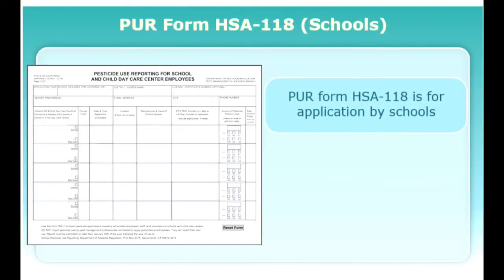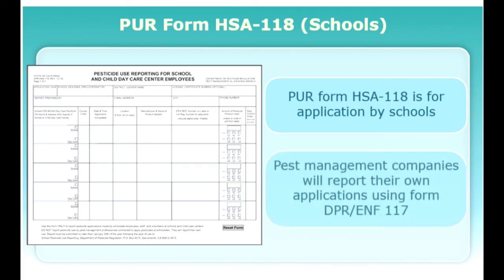Here is a copy of the Pesticide Use Reporting Form DPR HSA 118. This form is only used to report pesticides made by school and childcare employees. It should not be confused with Form DPR/ENF 117, which looks similar but is only used by pest management contractors. This form is available on the DPR School IPM website.